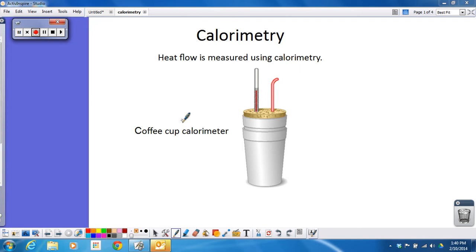Basically, we run the reaction in the styrofoam cup, measure the temperature change, and we can use that information to calculate how much heat was released or absorbed. Okay, in order to do that, we need to know something about a quantity called specific heat.